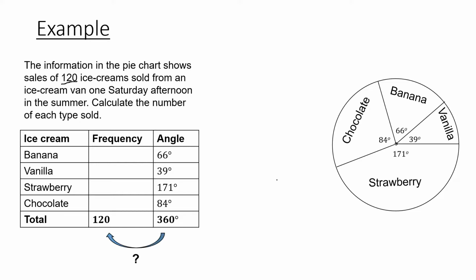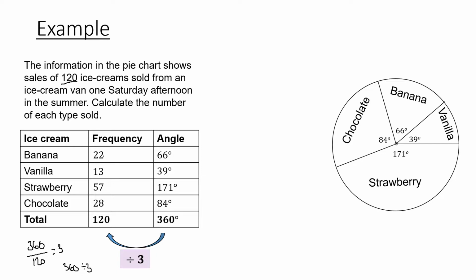Next thing we have to do is what do you have to divide 360 by to get to 120? Now remember what we did, 360 divided by our total frequency, which is 120, and that gives us an answer of 3. Therefore, 360 divided by 3 will give us an answer of 120. And then that's all you have to do, divide our angles by 3 to find out your frequency. So 66 divided by 3 would give us 22. 39 divided by 3 would give us 13. 171 divided by 3 would give us 57. And 84 divided by 3 will give us 28.